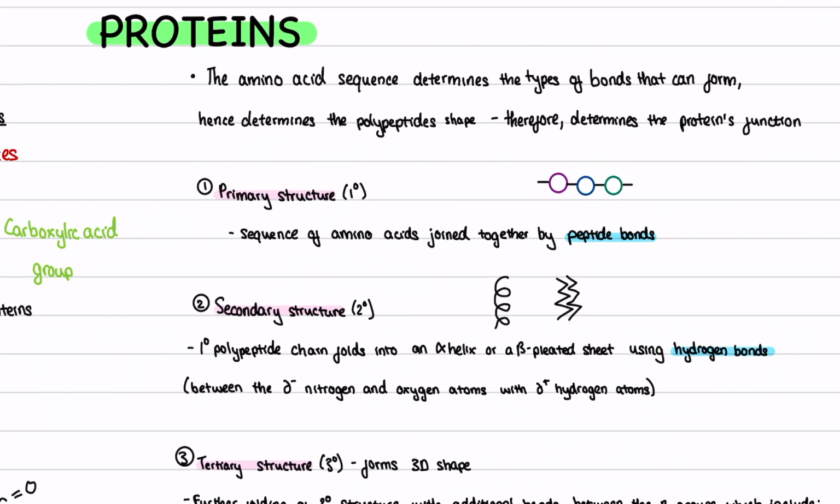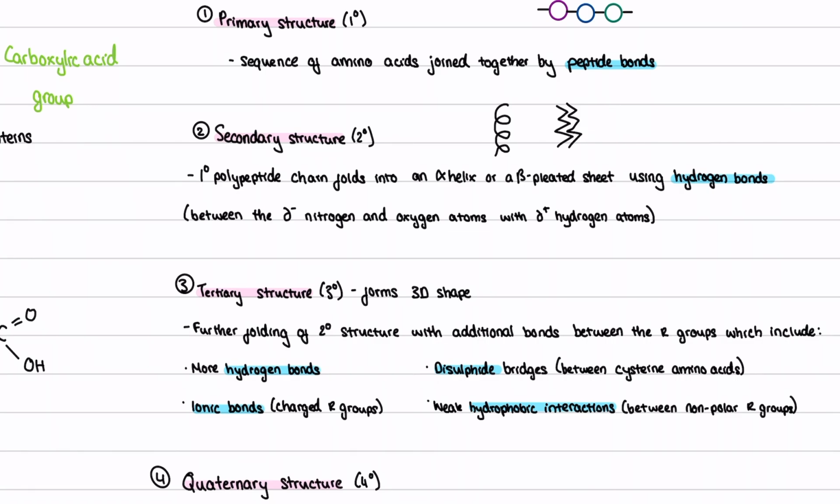The amino acid sequence is what determines the types of bonds that can form, which will determine the protein shape and hence will determine the protein's function. There are 4 levels to protein structure that you need to know about. First up is the primary structure. This is the foundation of the protein structure. It is the amino acid sequence bonded together by peptide bonds.